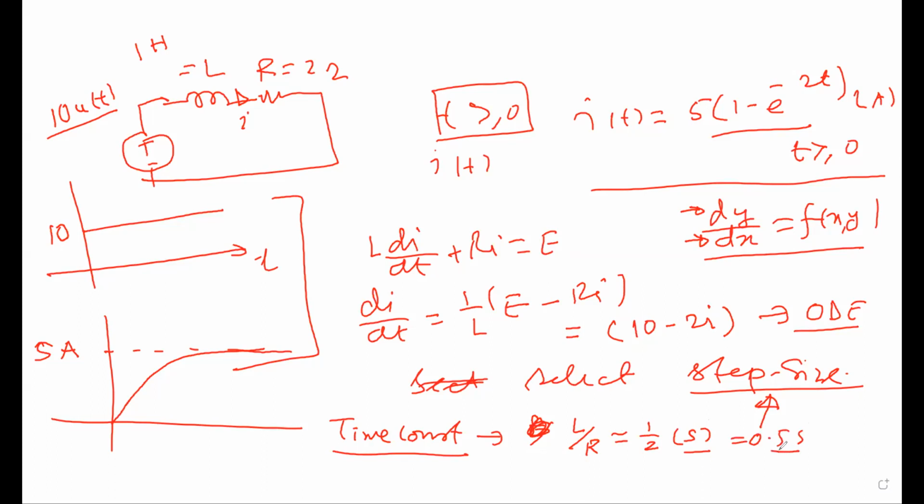Now you know that the time constant is that value of time at which, if your current is increasing, your current will reach a value of around 63 to 67% of your maximum value. In order to find the step size, you can roughly use a thumb rule: divide your time constant by 5. As a result, you can consider that your h is 0.5 divided by 5, equal to 0.1 second. You got my point?